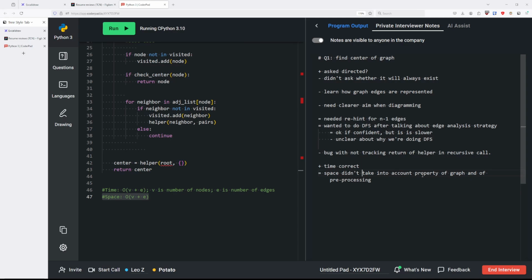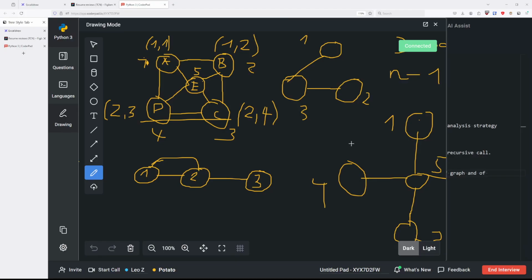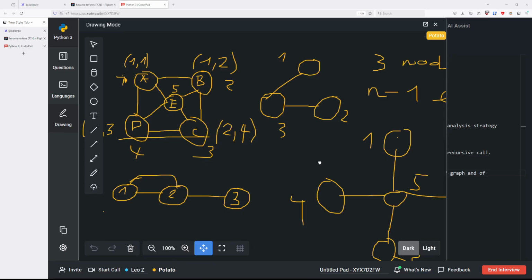That's correct. So the space complexity of DFS is proportional to the depth of the call stack. Now let me ask you this: what is the depth of the call stack? Open the drawing tab. Pick any graph you want that has a center. What is the maximum depth of the call stack?